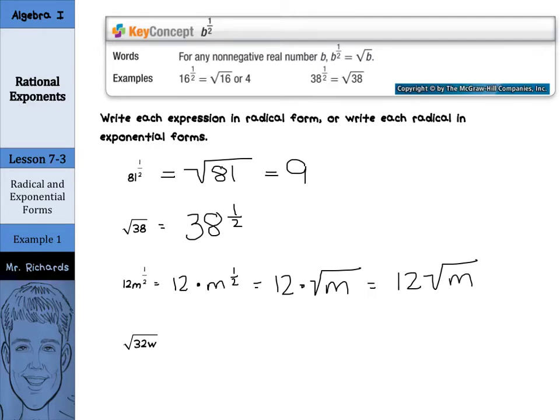Now, what about the square root of 32w? Well, this is all grouped together, so we can put the 32w in parentheses and take that to the 1/2 power.